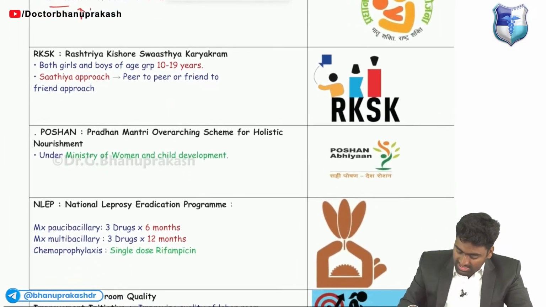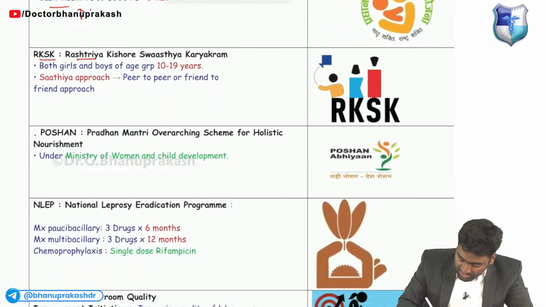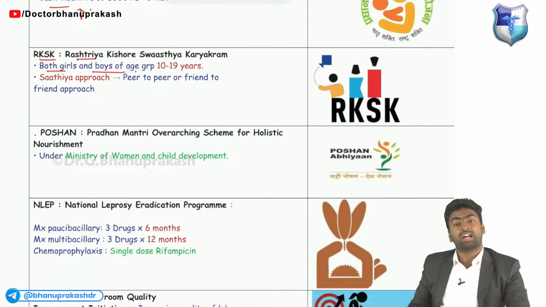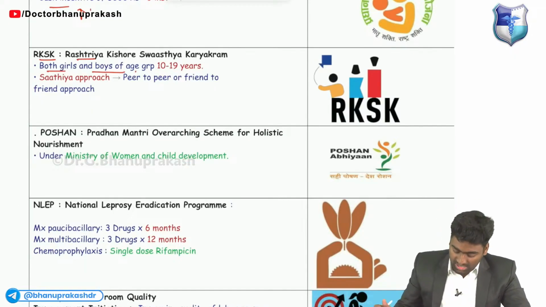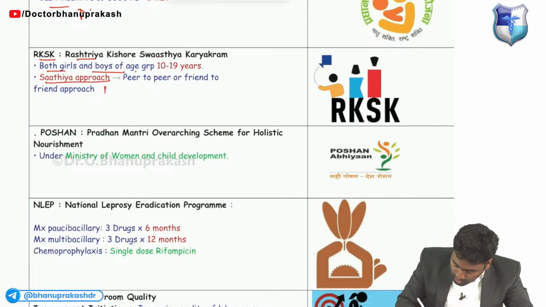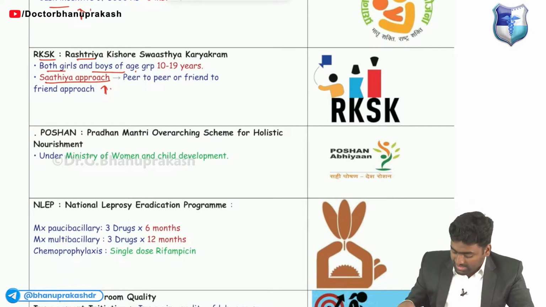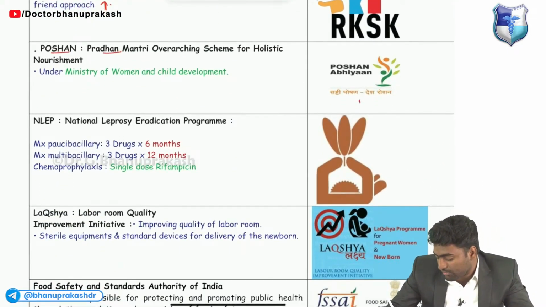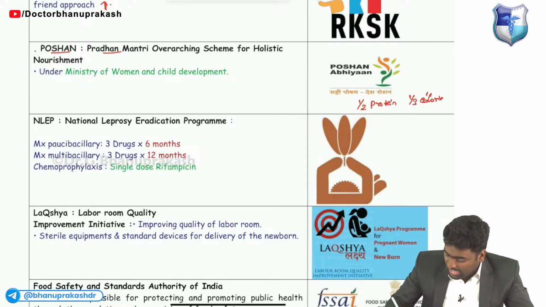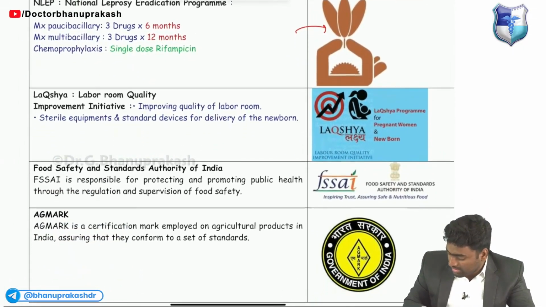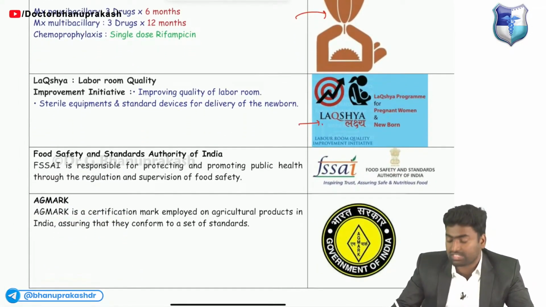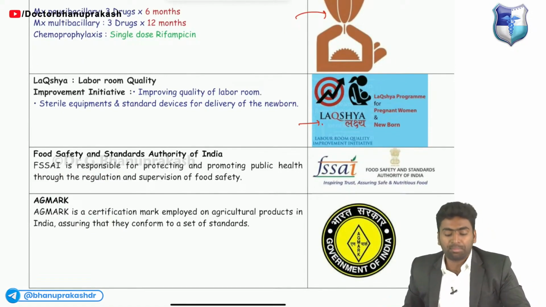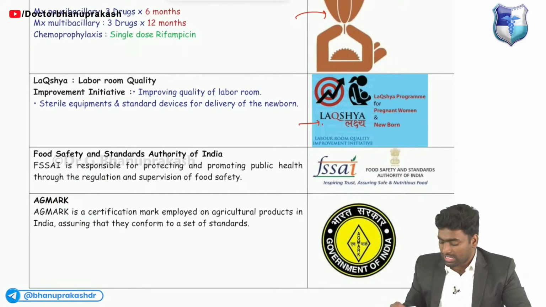Fine. And this is RKSK, where both boys and girls of adolescent age will be engaged, under an approach known as the Saathiya approach. And this is Poshan Abhiyan, which will give nutrition of half of the protein requirement and one third of the daily calorie requirement. As I told you, this is the leprosy logo. Then LaQshya is for improving labor room quality.